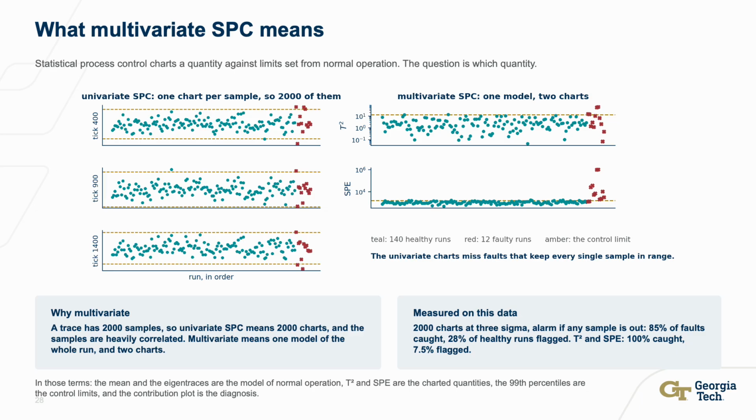Now map the vocabulary onto what we actually built. The mean and the eigentraces are the model for normal operation. T² and SPE are the charted quantities. The 99th percentiles are the control limits. The contribution plot is the diagnosis step. Nothing in the lecture is outside the SPC tradition, and the whole contribution is the choice of what to chart.